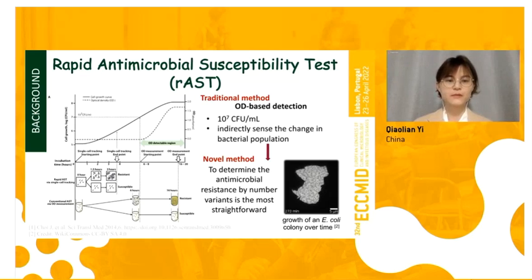To reach the minimal detectable level, 10 to the 7th colony forming units per milliliter are usually needed. So, 16 to 20 hours must elapse for bacterial growth. A general consensus is that effective administration of antibiotic inhibits bacterial growth, whether it kills or stops. As a result, bacterial proliferation presents as a change in the number of bacteria. Hence, there is a reasonable prospect that determining antimicrobial resistance by number variants is the most straightforward.